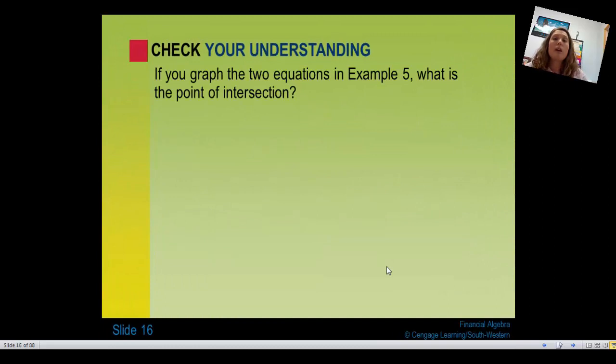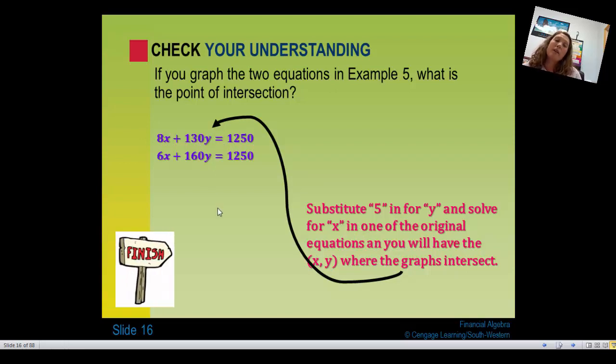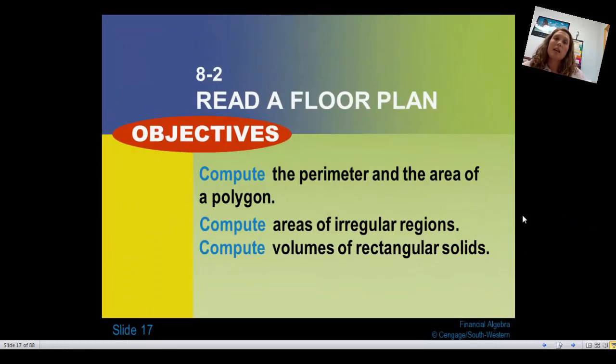If you graph the two equations, what is the point of intersection? So this is going to get you not only the rest of the ordered pair, but it's also going to tell you where these two intersect one another. So if I take these two equations and I substitute 5 in for y and solve for x in one of the original equations, you will have the x, y where the graphs intersect. So take my 5, plug it in for y, I'll do it in the top one, and then solve for x. So go ahead and finish this in your notes, please, so I should see more than just what I have typed in here for you. And that's the end of 8-1.